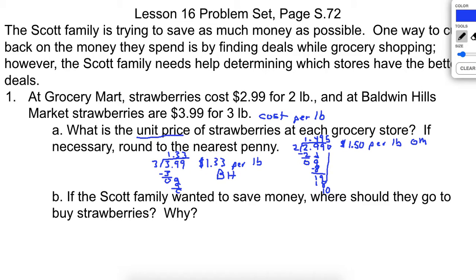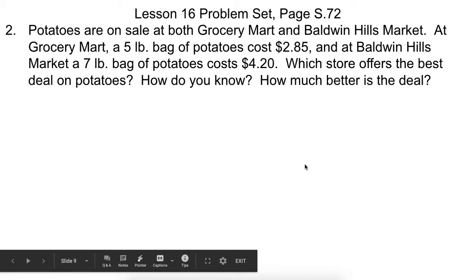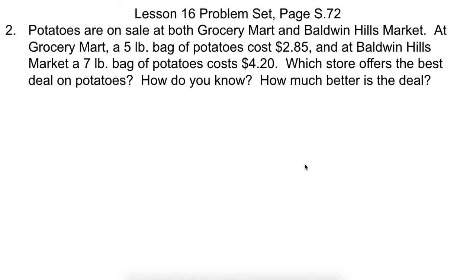Okay, let's go on to the next one here. Our next one is, potatoes are on sale at the Grocery Mart and Baldwin Hills Market. At the Grocery Mart, a 5-pound bag is $2.85, and at Baldwin Hills, a 7-pound bag is $4.20. Which store offers the best deal on potatoes? So this is the same thing we're looking at. So we want to find, again, the best deal on potatoes. The easiest way to do that is our cost per pound.